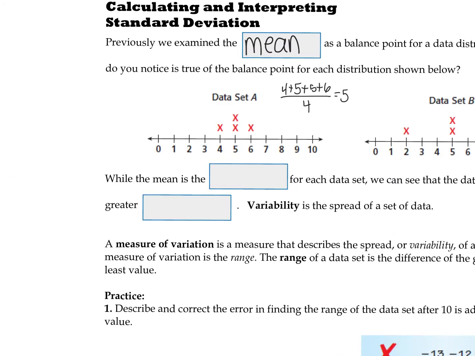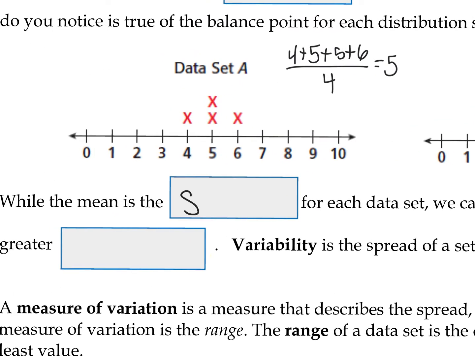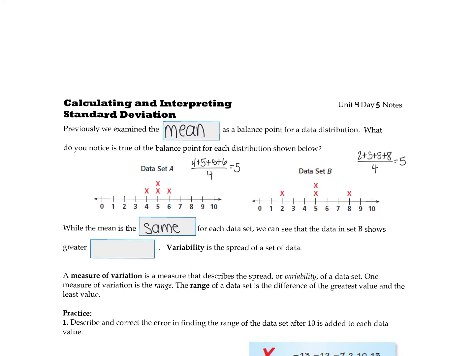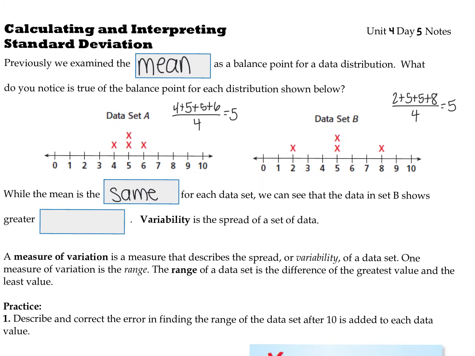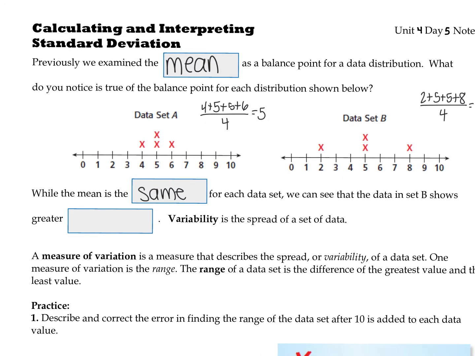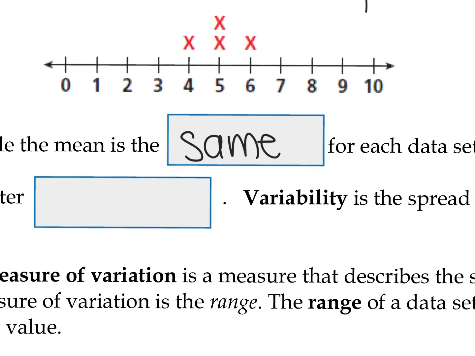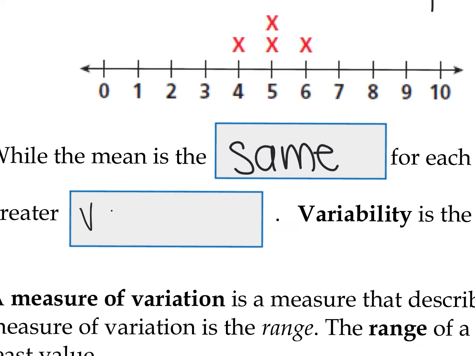So it says while the mean is the same for each data set, we can see that data B shows greater variability because it's spread out more. So remember, variability tells us how spread out the data is.